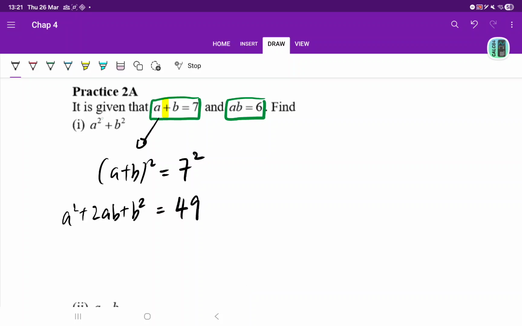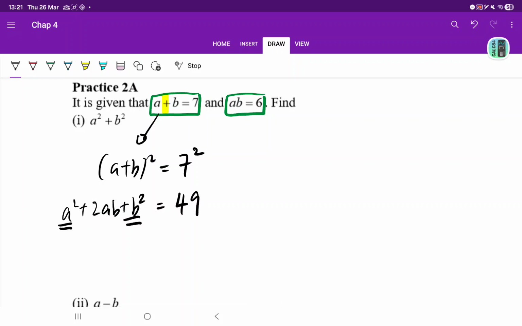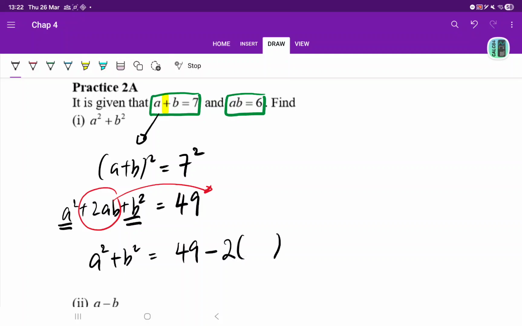You are supposed to find A square plus B square. So you need A square, you need B square. Do you really want the 2AB? Do you need the 2AB? No. So I'm supposed to then take the 2AB and bring it to the other side. So A square plus B square will be 49 minus 2. Instead of AB, what can I write? Very good. I write 6. So this time round the answer becomes 37. 37, not 6, 7. Very far apart.